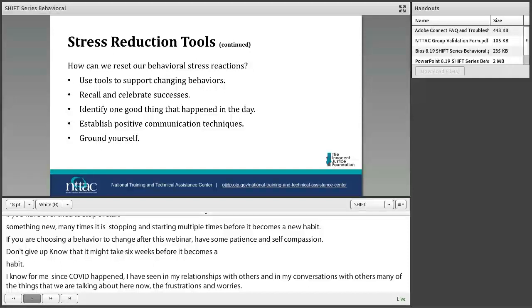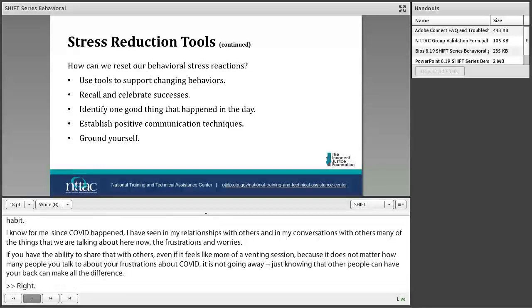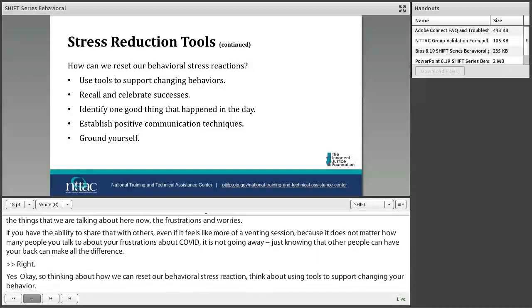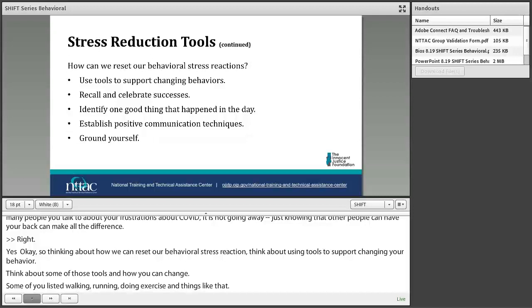Okay, so thinking about how we can reset our behavioral stress reactions, think about using tools to support changing your behavior, some of the things that you all listed. Think about some of those tools and how you can change. And some of you listed walking, running, doing exercise and things like that. Even though that's on the physical side, of course that's our behavior, and that's definitely the way we can change some of the ways we think and how we relax.